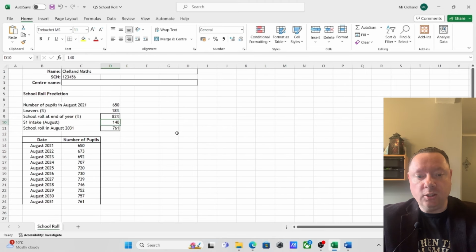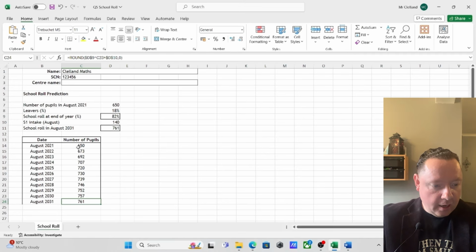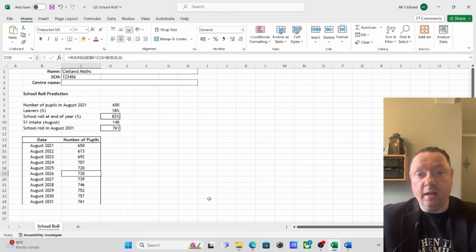So looking at these questions, you're looking at just making a comment on these numbers being accurate or whether they can change or not. Part B, comment on the relationship between time and predicted school roll up to August 2031. So let's have a look. As each year goes on, the number of pupils increase. So that's all we have to write.